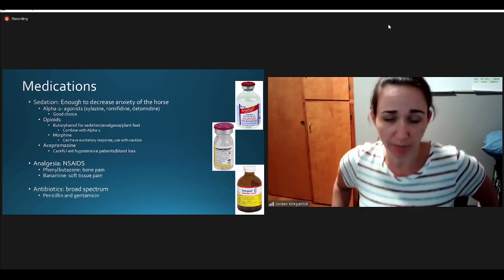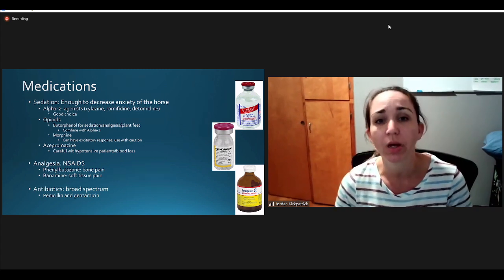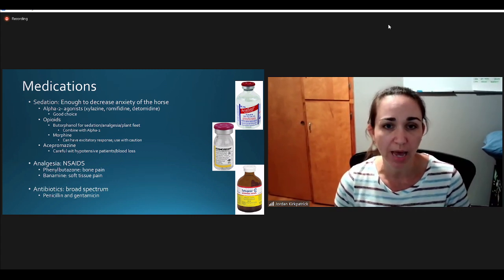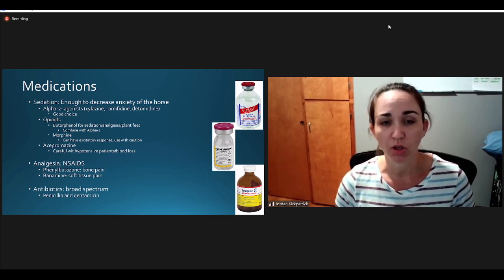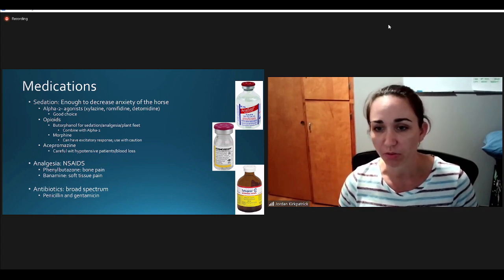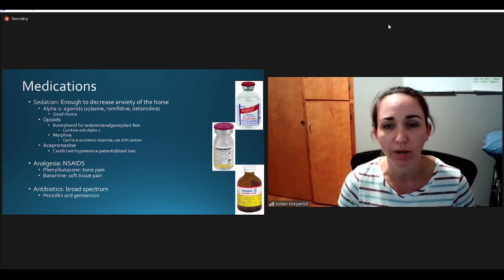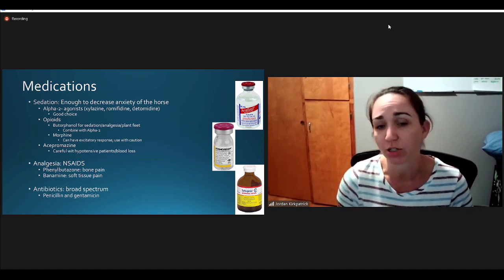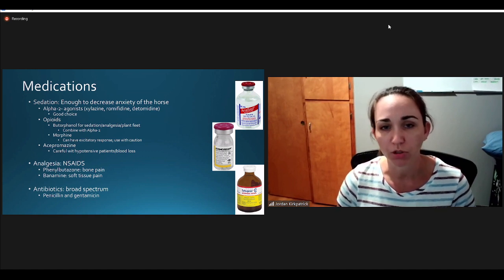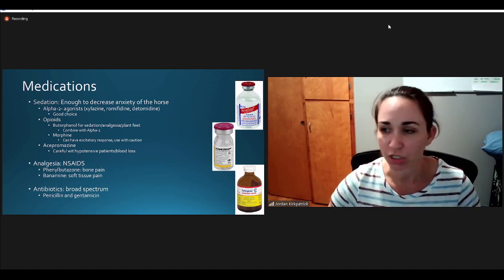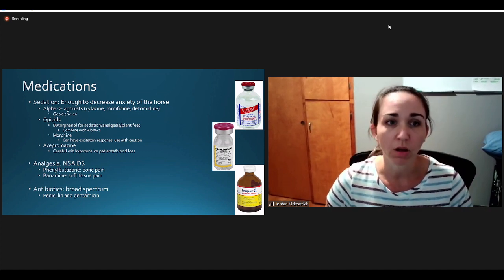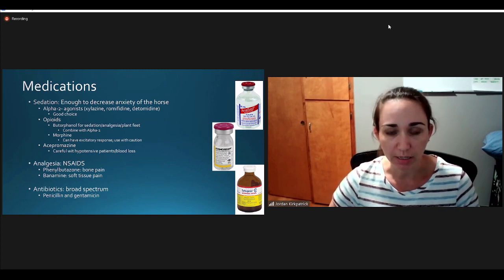And then potentially antibiotics as well, if there's a wound, contamination, things like that. However, if you're going to send the horse to a referral hospital, check with them first. They may not want you to put it on antibiotics if they're going to be taking it in for fracture repair anyway. So just try to communicate to see what the best options are for the referral center you may be sending the patient to.